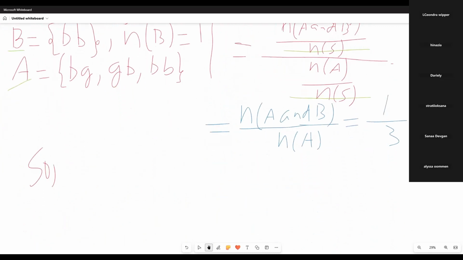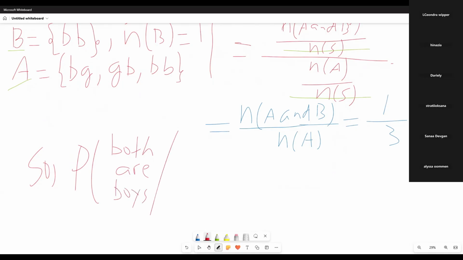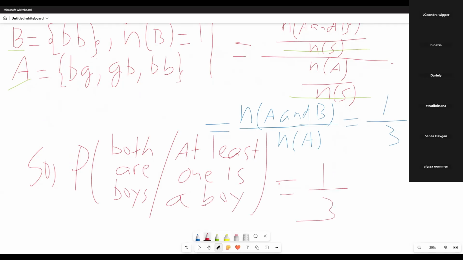So the probability of both are boys given at least one is a boy will be 1/3. That's the final answer.